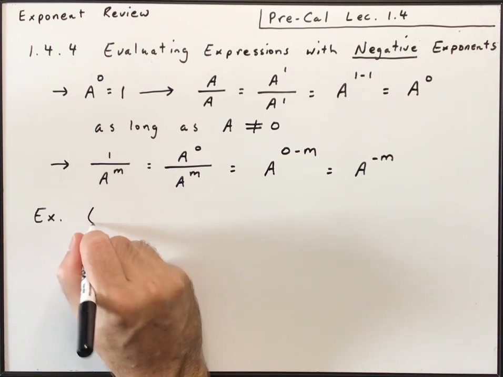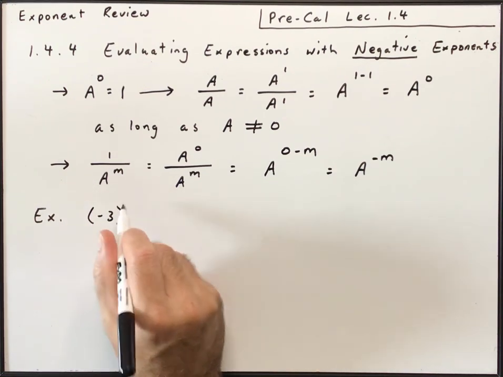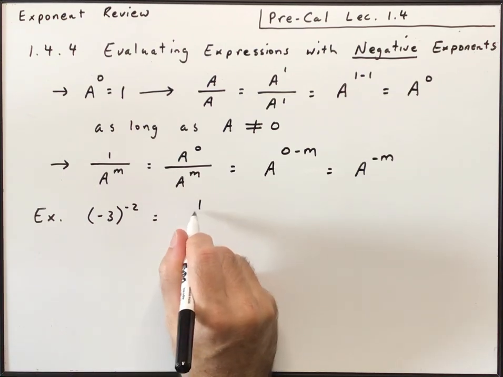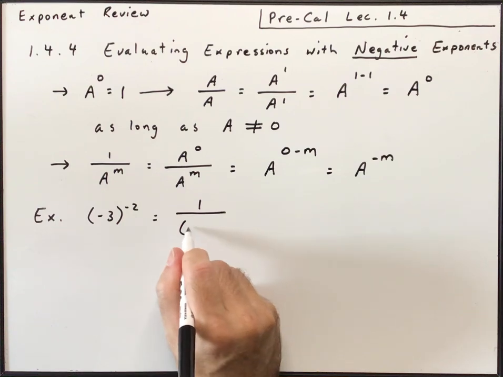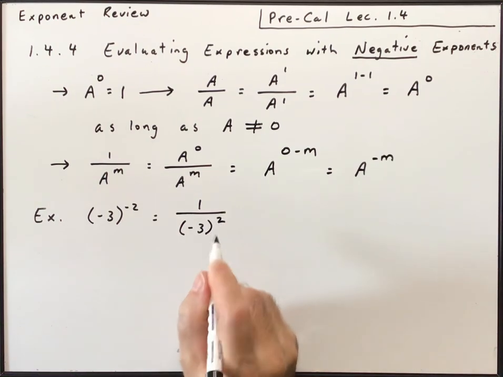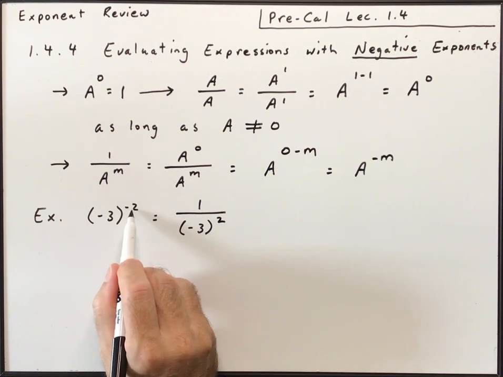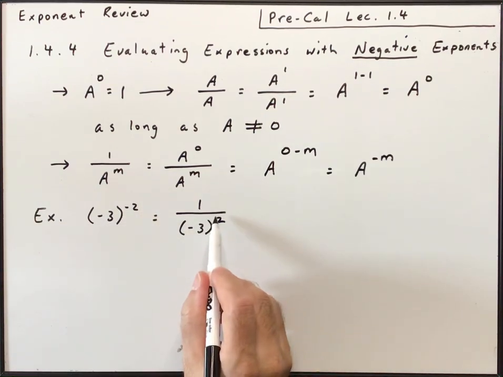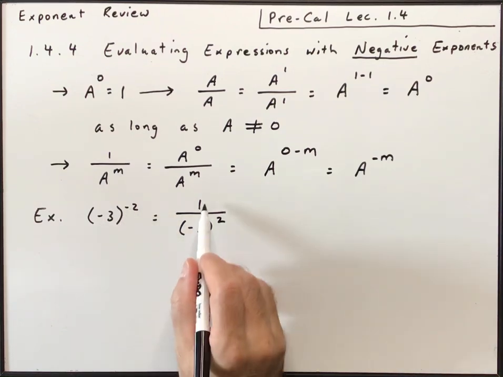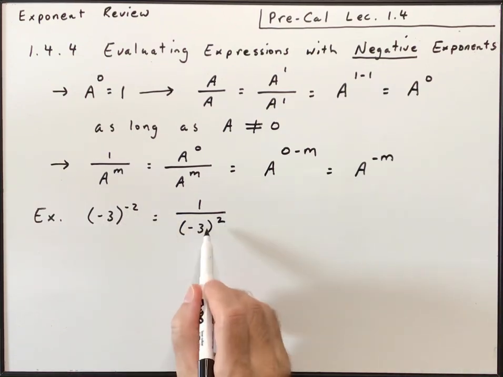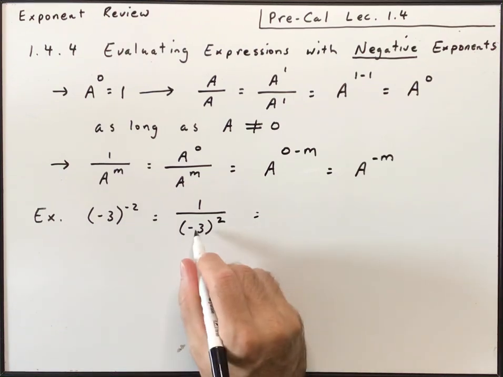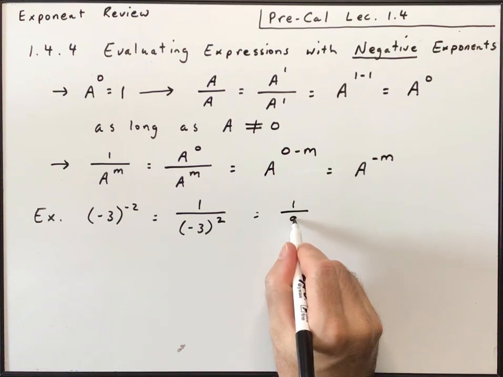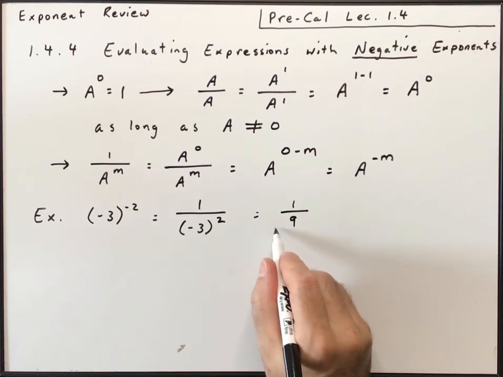So let's evaluate negative 3 to the negative 2 power. That's the same as 1 over negative 3 squared. We want to make that exponent positive. So we can move that to the bottom, put a 1 on top, and these two are equivalent. That's negative 3 all squared. That's negative 3 times negative 3. That's 9. So that's the same as 1/9.